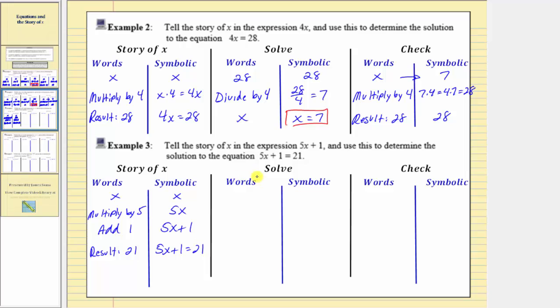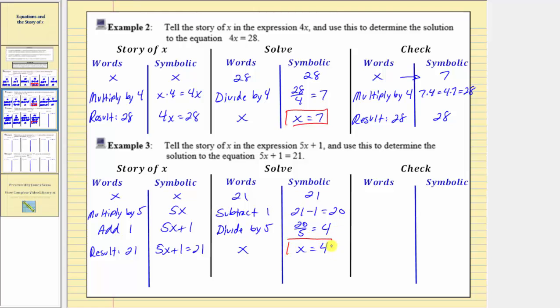And now we'll solve. So we begin with 21, and we're going to undo each operation in reverse order to get back to x. So we're going to undo add 1, so we subtract 1, which would be 21 minus 1, which equals 20. To undo multiplying by 5, we divide by 5. So we'd have 20 divided by 5, which equals 4, which brings us back to x. Our solution is x equals 4.